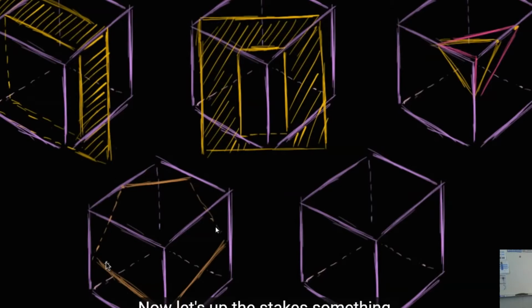Now let's up the stakes something. Let's up the stakes even more. What about a hexagon? Can I slice a cube with a two-dimensional plane so that the intersection of the plane and the cube is a hexagon? Well, as you can imagine, I wouldn't have asked you the question unless I could.